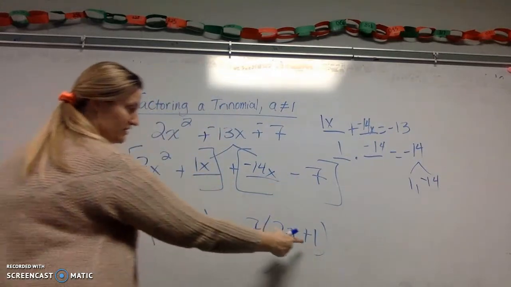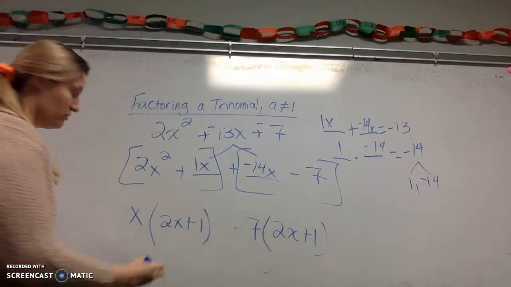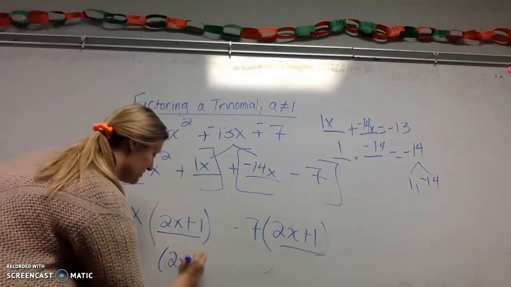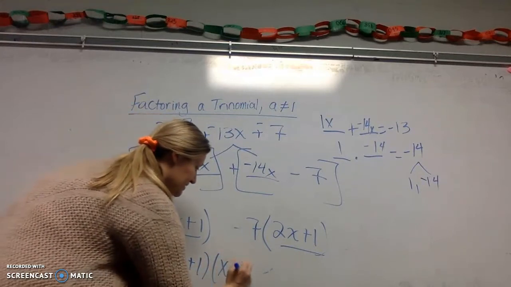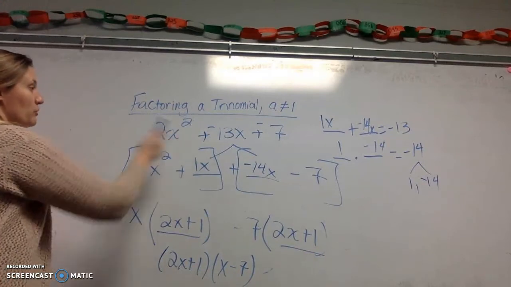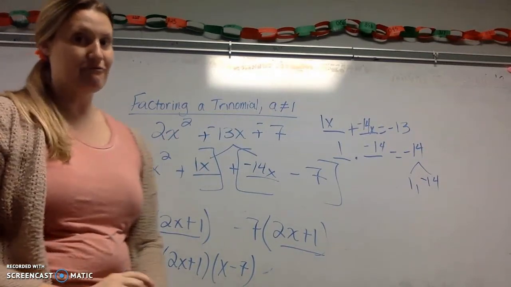Negative divided by negative is a positive 1. And remember, these need to be the same. That leaves me with 2x plus 1 is my first factor, and x minus 7 is my second. And remember, you can always FOIL back out to make sure that you get that for an answer.